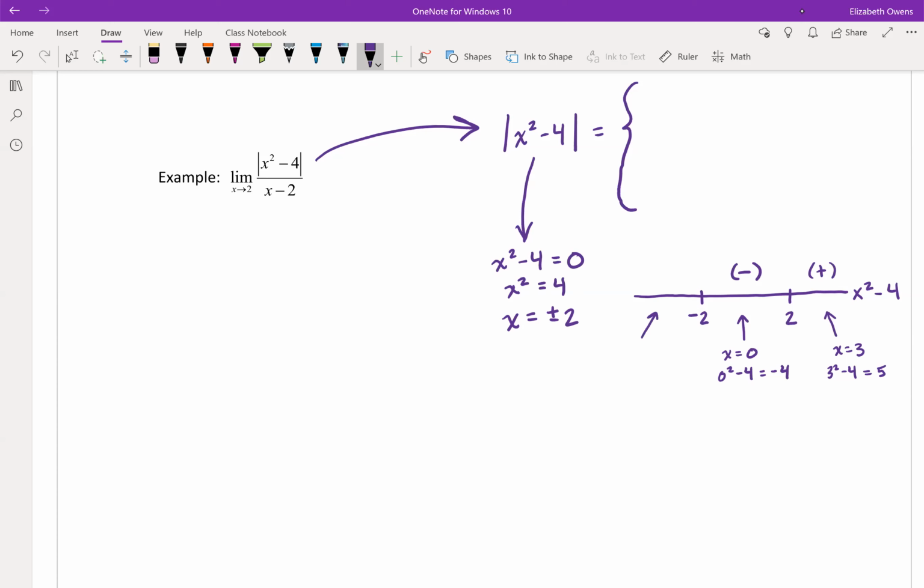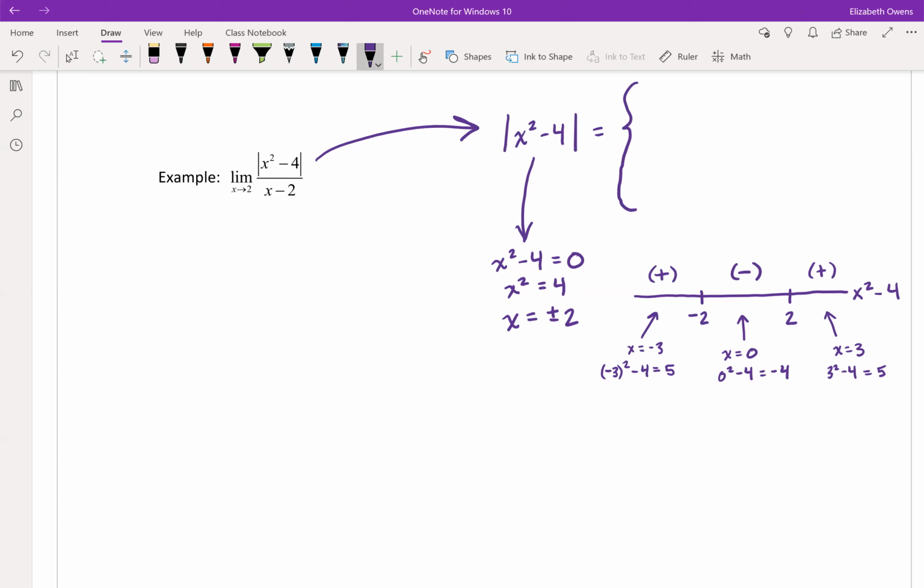And then you do the same type of thing over here to the left of -2. You might pick something like x equals -3. That would be in that region. Doesn't really matter which value you pick over there. Ultimate result will be the same. We end up getting positive values over here as well. Okay, so we can see what x squared minus 4 is doing in different parts of the number line.